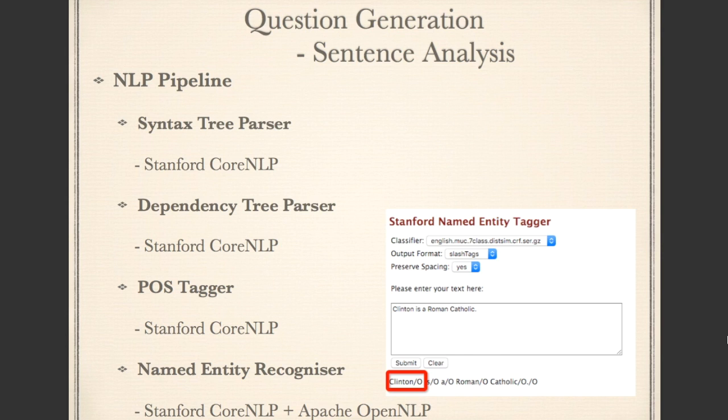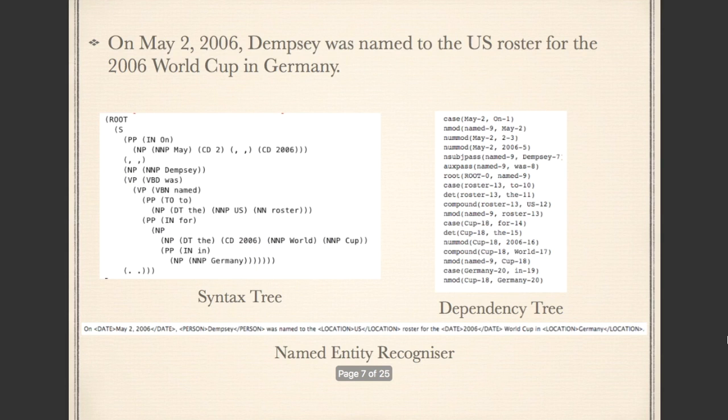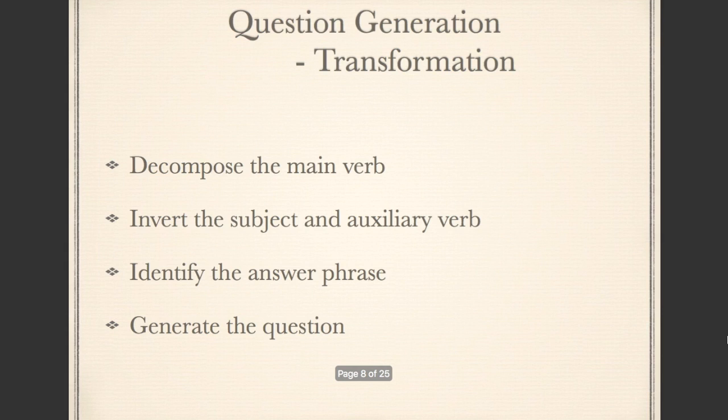For example, given the sentence, "On May 2, 2006, Dempsey was named to the US roster for the 2006 World Cup in Germany." These are the results of using the different libraries. Next, the QA system begins to transform declarative sentences into questions. The process of transformation is: decompose the main verb, invert the subject and auxiliary verb, identify the answer phrase, generate the question.